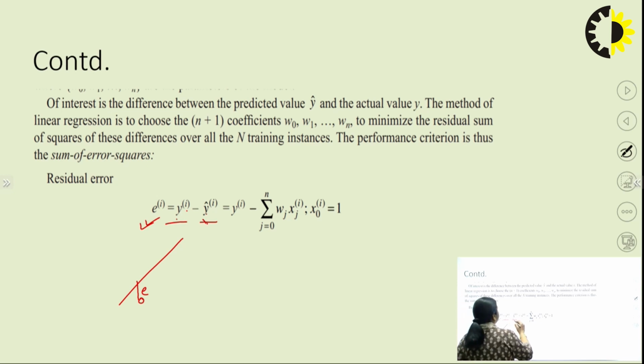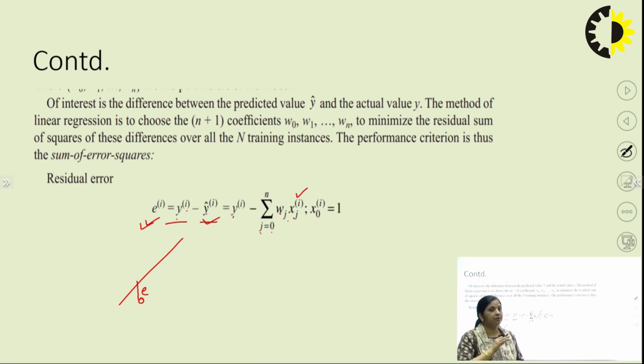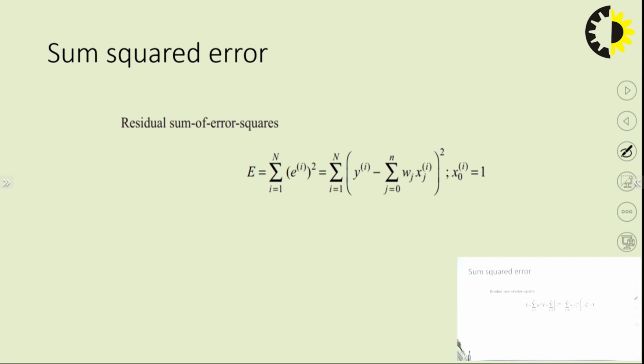And yi predicted is what? We discussed on the last slide that it is w0 plus w1x1 plus w2x2 up to wn xn. So, in short, we can write it in summation form, that is yi minus summation j equal to 0 to n of wj xji. This is our residual. If we simply sum it up, a few terms may get cancelled by other values. So, to get the proper effect, the proper distance, we take the sum of squared error.